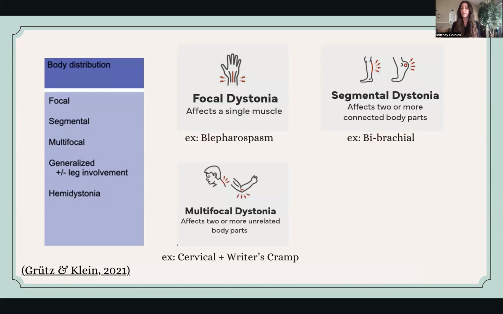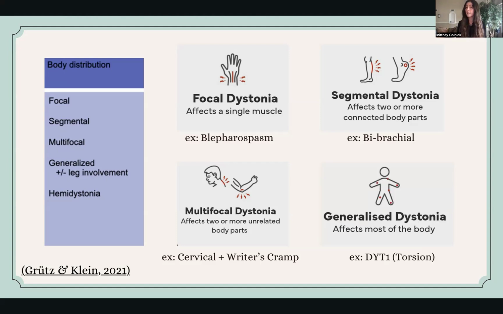However, they're not related. They're not connected. This can look like cervical dystonia or hand cramp. They could have both, but they're not connected body parts. Or generalized dystonia, which affects most of the body, including the trunk. This is normally seen with genetic mutations. An example would be DYT1, or torsion dystonia. And then there's also hemidystonia, which is a little bit less common, but it affects one side of the body.